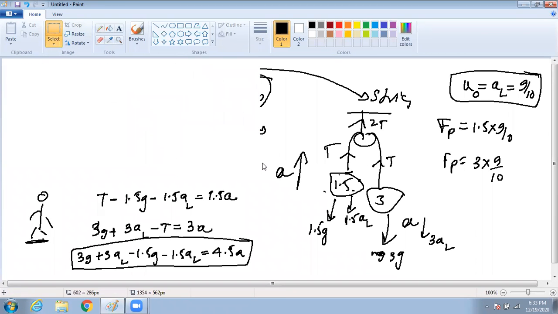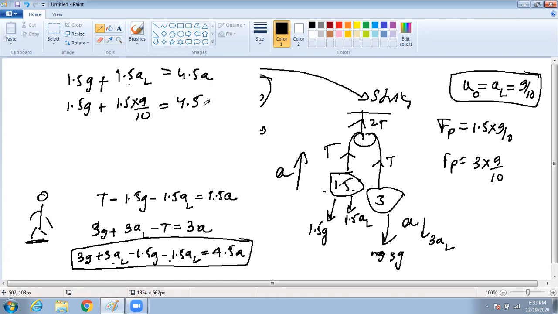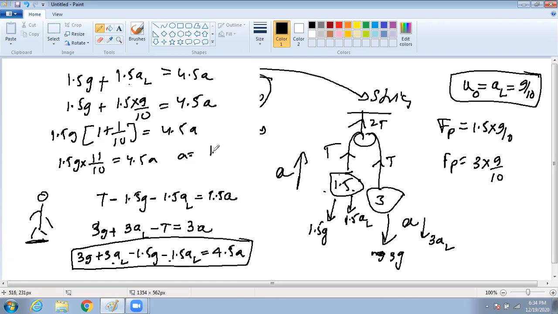So now 3AL minus 1.5AL is how much? 1.5AL. 3G minus 1.5G is how much? 1.5G, equal to 4.5 into A. What is AL? It is G by 10. So this is 1.5 into G by 10 equal to 4.5 into A. So 1.5G take common. It will be 1 plus 1 by 10 into 1.5G equal to 4.5 into A. Then what is A?